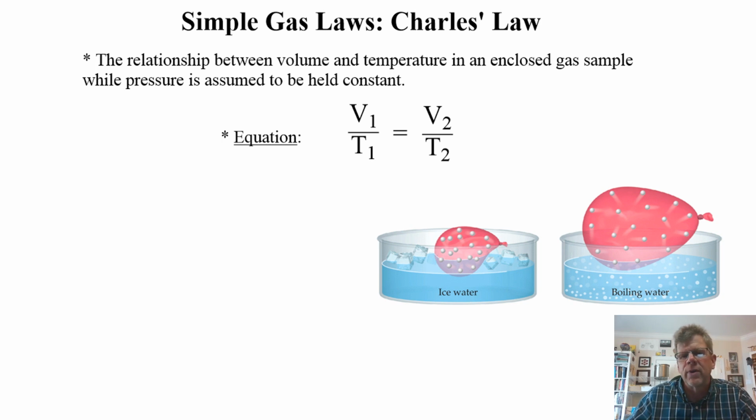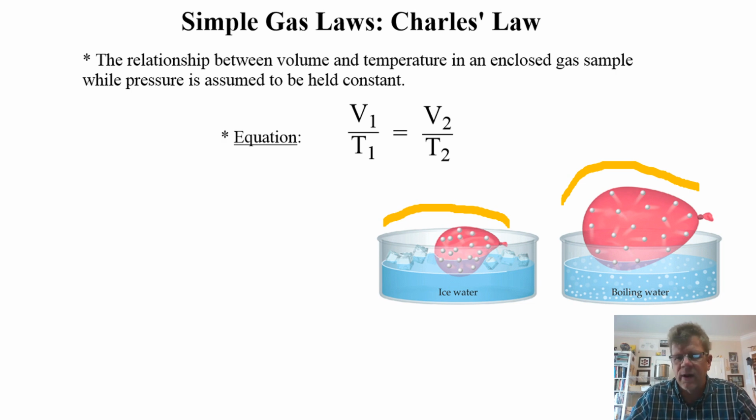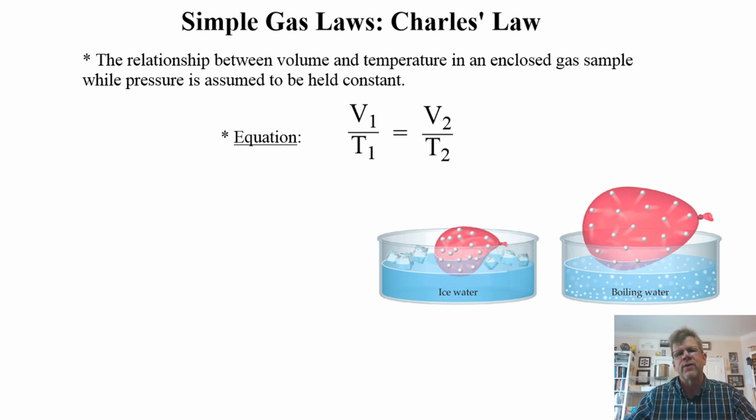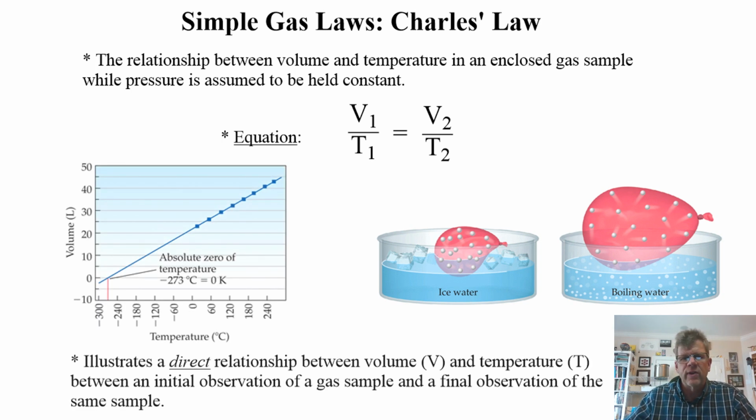So for instance, if we took our balloon with a gas sample and we put it in ice water, which is at 0 degrees Celsius, and then we took it out and we placed it in boiling water. It would probably have to be a very sturdy balloon, so it wouldn't melt from the boiling water. But if it did hold together, then that gas sample would expand. It would expand, and the pressure going from one to the other would stay the same. Now, Charles' law is considered as a direct relationship between volume and temperature, meaning as one goes up, the other goes up directly.